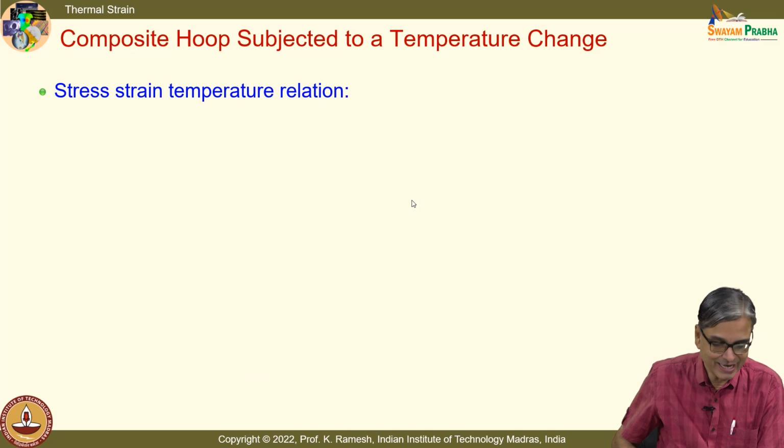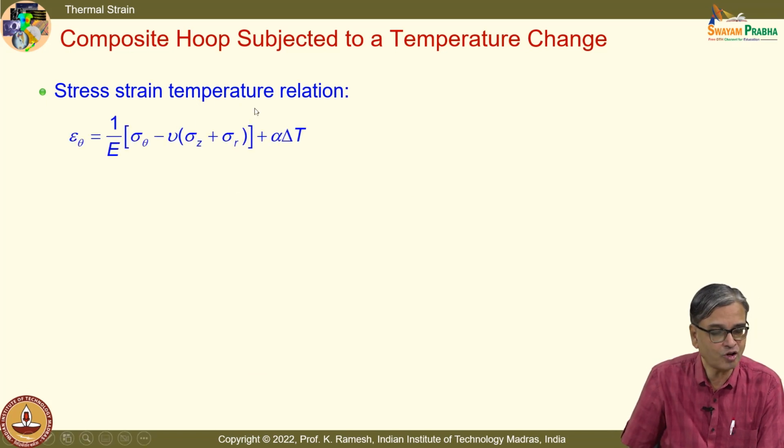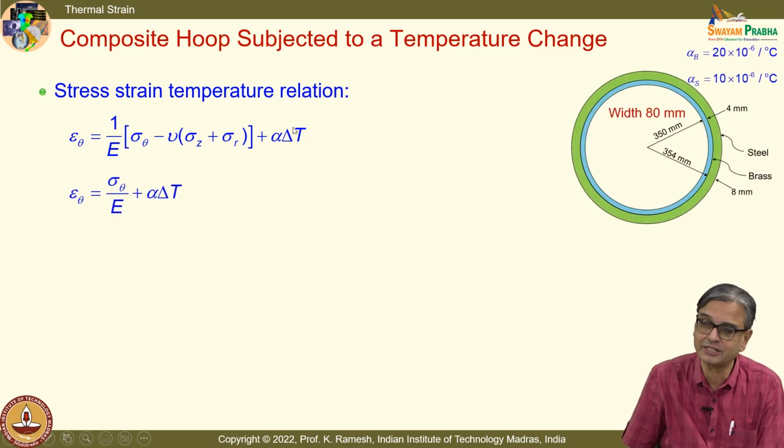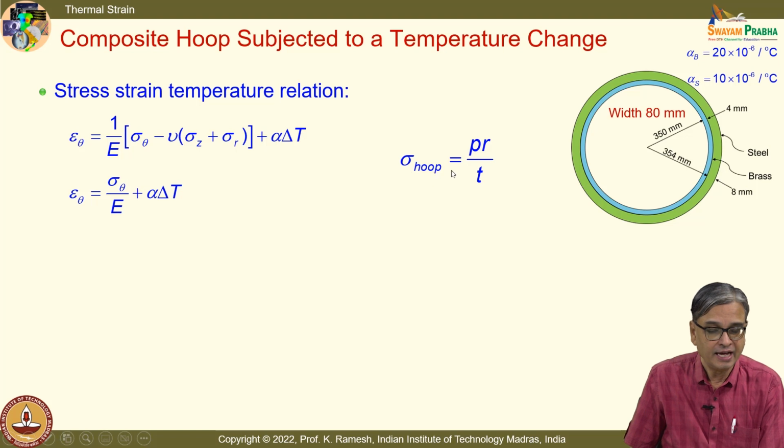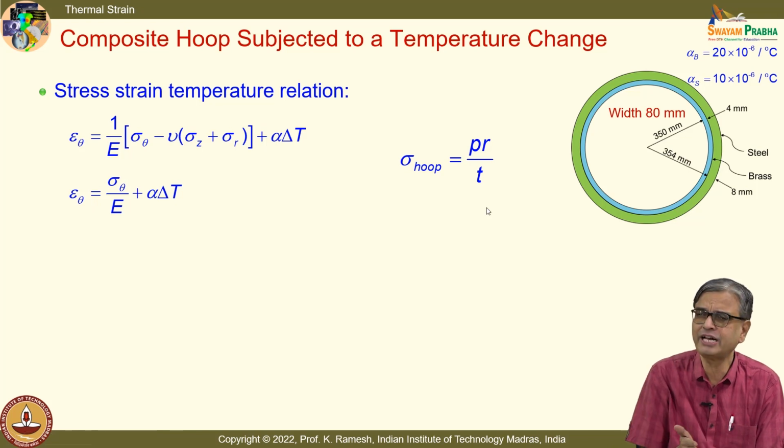Okay. So, I have the stress strain temperature relation, I write it faithfully. It has a component from stresses and also a component because of the temperature change. And in this case, I have only sigma theta theta, because I have a thin hoop, I do not have sigma z and sigma r. And we have already derived hoop stress is nothing but PR by T. We do not have to redo the same calculation again. You can take this as a starting point and proceed further.